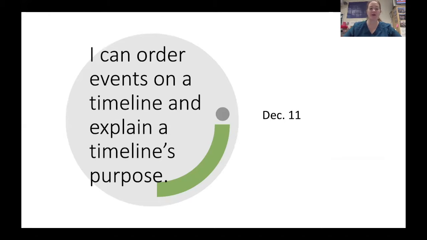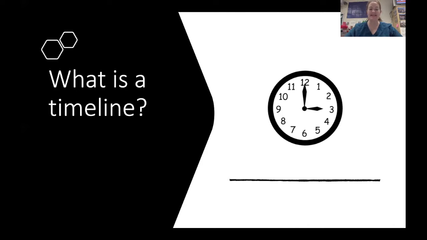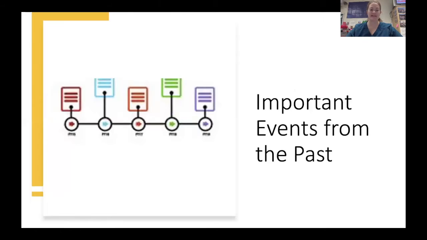I want to review real quickly, what is a timeline? Well, a timeline is that line of events that have happened in the past in the order that they happened. It's all those really important events in the order that they happened. Remember, a timeline can look something like this, and it's not going to tell me every single thing that has happened, just the really, really important things.